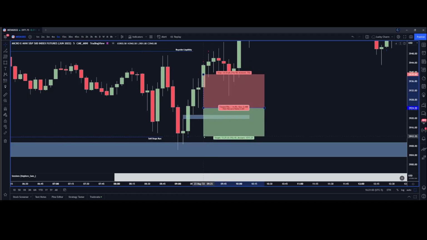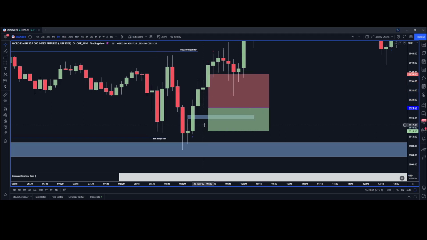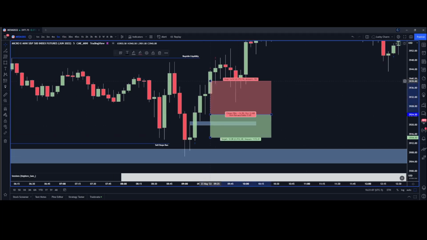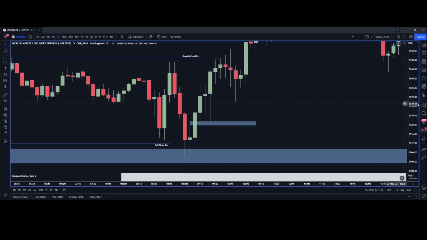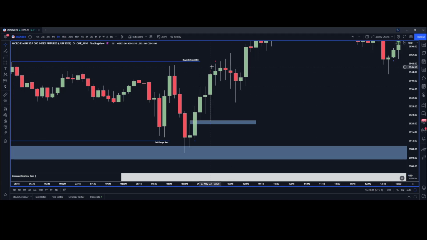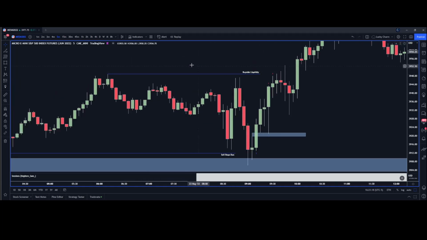Okay, so I placed my stop underneath. I usually only do a 1% risk, and I was targeting, sorry, this is backwards. I was targeting the buy side liquidity. I know it's backwards, but you get the point. And then I offloaded here, right? Just because I was content with that. That was about 25-30 points. And for me, that's okay.